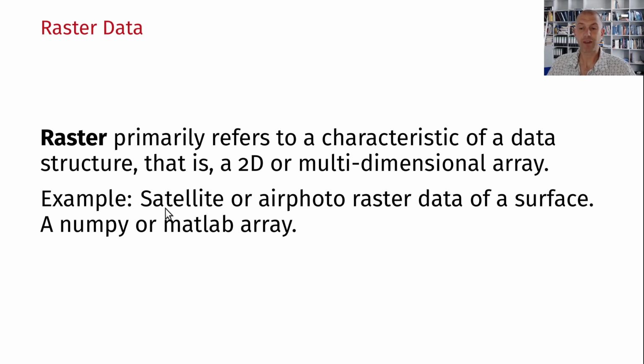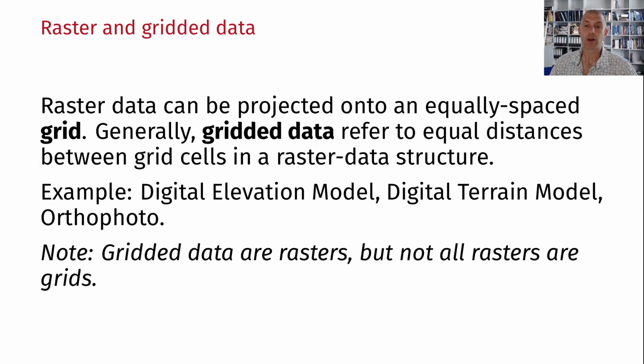Pretty much every satellite or air photo is raster data of a surface. This is a very common example of raster data. Raster data can be projected onto an equally spaced grid. And if you have an equally spaced grid, you often refer to these data as gridded data. So generally, gridded data refer to equal distances between grid cells in a raster data structure.